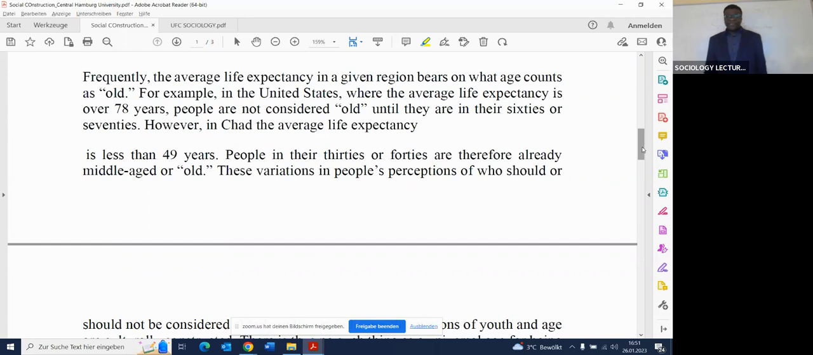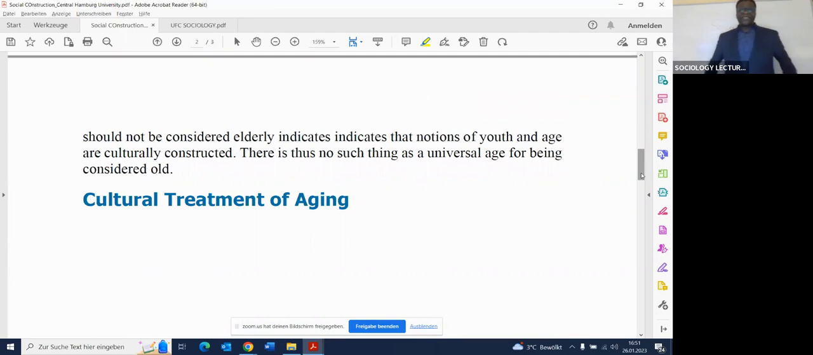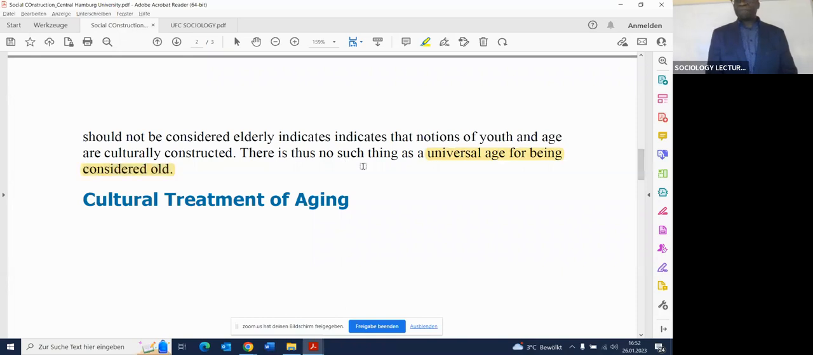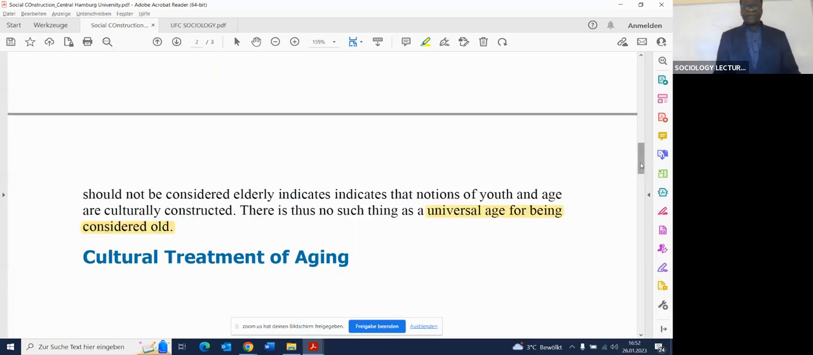These variations in people's perceptions, not realities, perceptions of who should or should not be considered elderly, indicate that notions of youth and age are culturally constructed. There is thus no such thing as a universal age for being considered old. I love this as well. Universal age for being considered old. What do you think? There is thus no such thing as a universal age for being considered old.